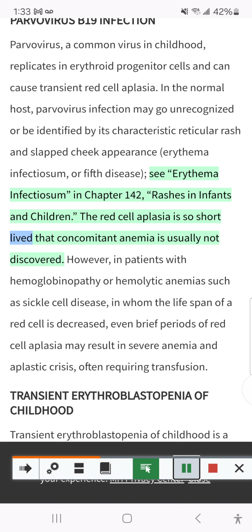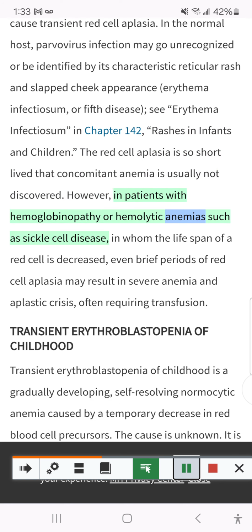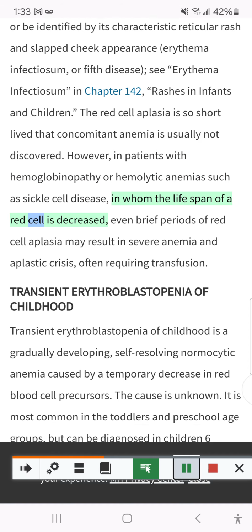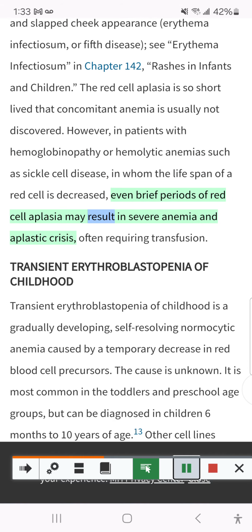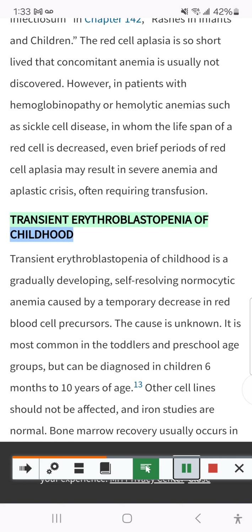The red cell aplasia is so short-lived that concomitant anemia is usually not discovered. However, in patients with hemoglobinopathy or hemolytic anemias such as sickle cell disease, in whom the lifespan of a red cell is decreased, even brief periods of red cell aplasia may result in severe anemia and aplastic crisis, often requiring transfusion.